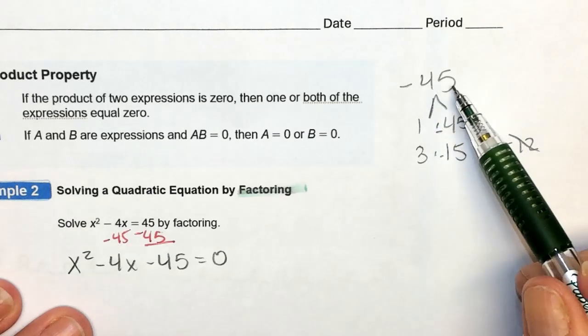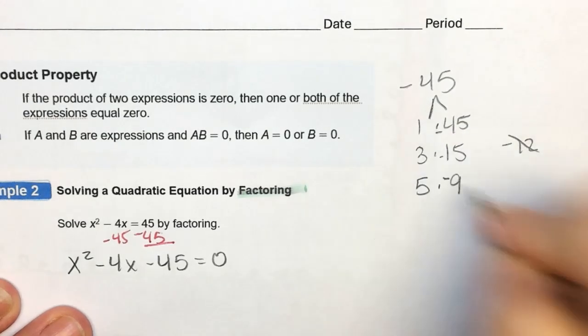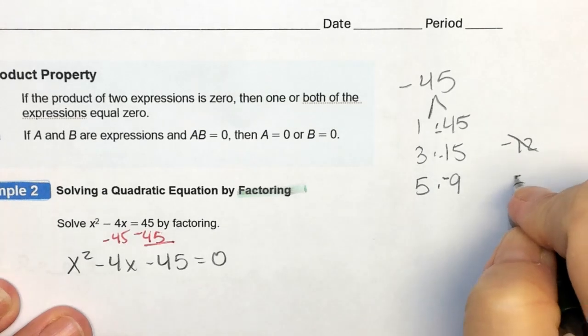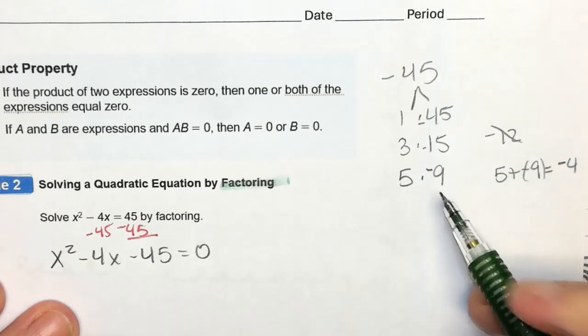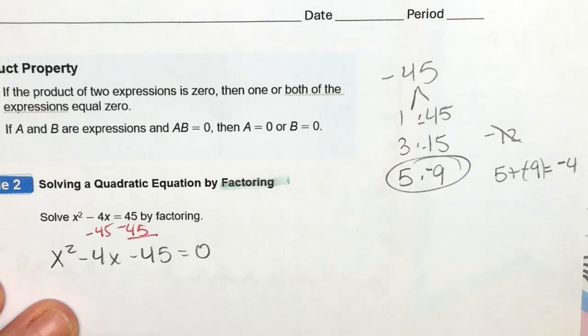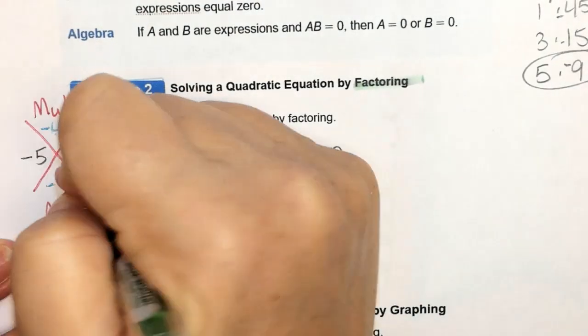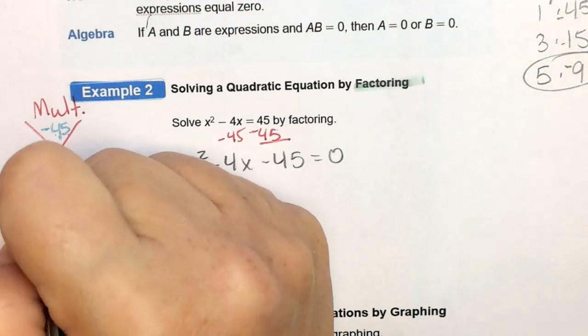So does 4 go into this? No. What about 5? So 5 times 9. Remember, our 9 needs to be negative. If I add 5 and negative 9 together, then I get negative 4. So that's my two factors. These are my two factors, 5 and negative 9. Whoops, it's the bigger one that's negative, not the smaller one.